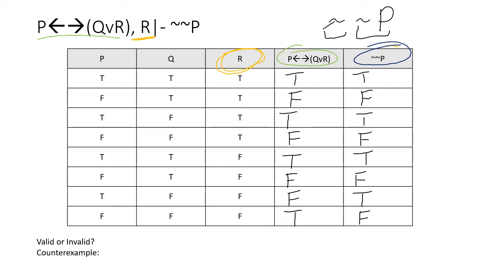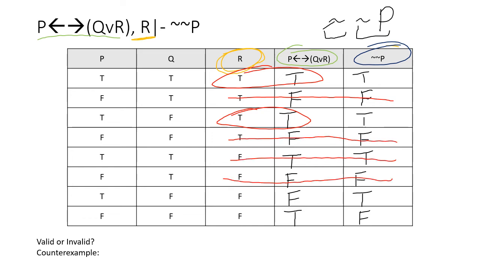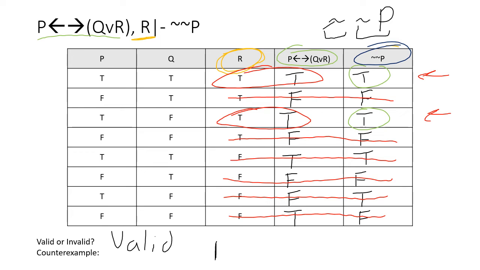So now, just as before, we look for instances in which we have all true premises. We have all true premises here. We have all true premises here. And then the rest of them, we have at least one of them false, at least one of them false, at least one of them false, both of them false, both of them false, one of them false. So the only two that we care about are rows 1 and 3, and as you can see, the conclusion is true in both of those. So this one's going to be valid, and because it's valid, we don't need a counterexample, and so that's it.